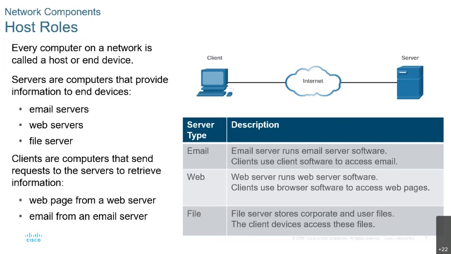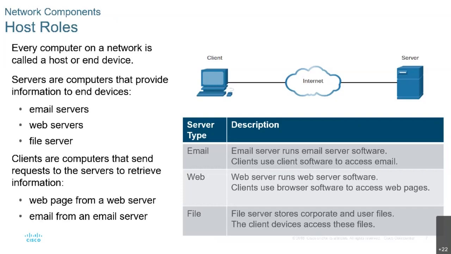Now, a computer can have two roles. It can be a client or a server. A server is a special computer that gives data as per the request of a client. A server can be an email server, a web server, a file server, a print server. There are so many other roles. Sometimes a computer can have not just one single role, but multiple roles. A client is a computer that accesses information from a server.